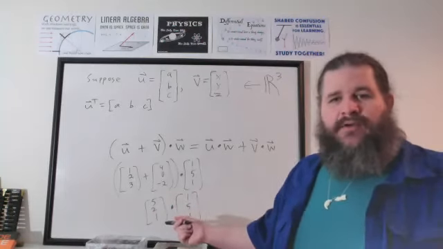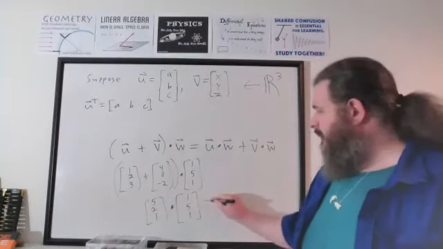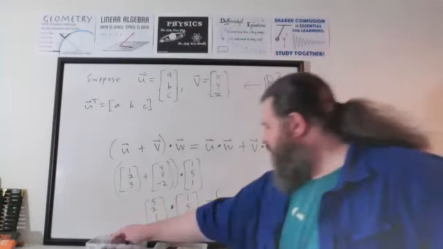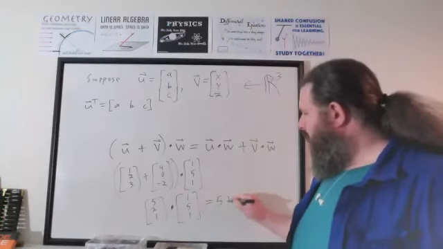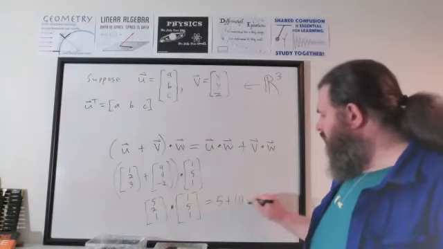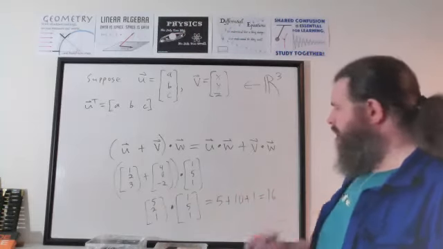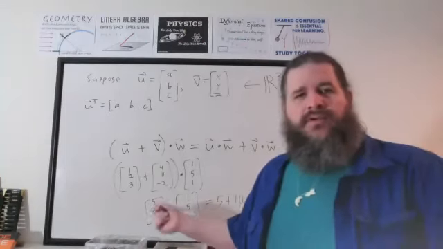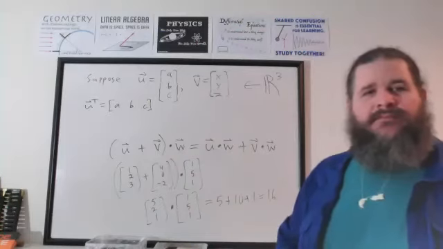So if we try it in that order, adding them together first and then taking the dot product with W, we should get a number, not a vector: 5 times 1 plus 2 times 5 plus 1 times 1. In other words, 16. So that would be if we add them together first and then apply the dot product.